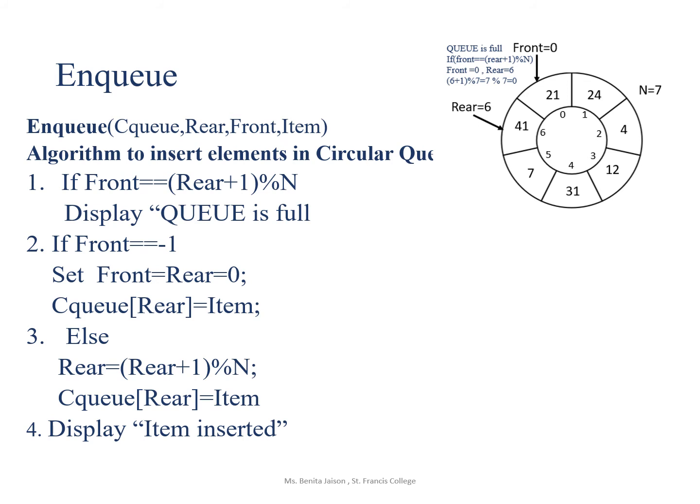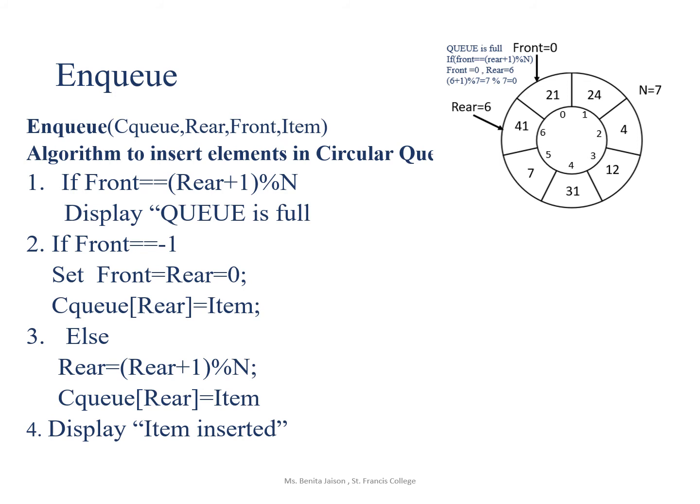Now we will see how the enqueuing operation works. For enqueuing an element, we have to first see whether the queue is having an empty location. The condition to check whether the queue is full is given as: on circular increment of the rear index, if it is equal to the front index, then the queue is full.